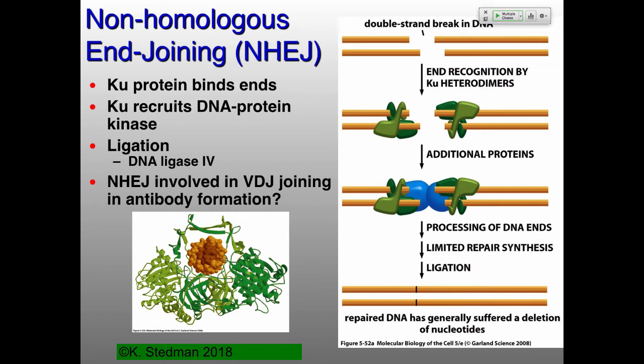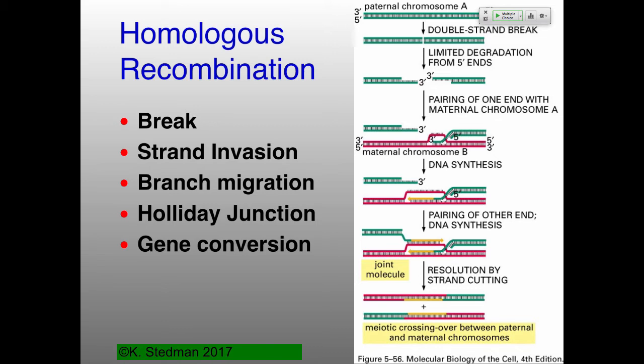But again, this is the quick and dirty mechanism, which can cause a number of problems. In fact, the reason that radiation oncology works is because you get so many double-stranded breaks with radiation, and those all get repaired by this non-homologous end joining mechanism, which messes up genes so the cell dies. That's the basic premise of radiation oncology.